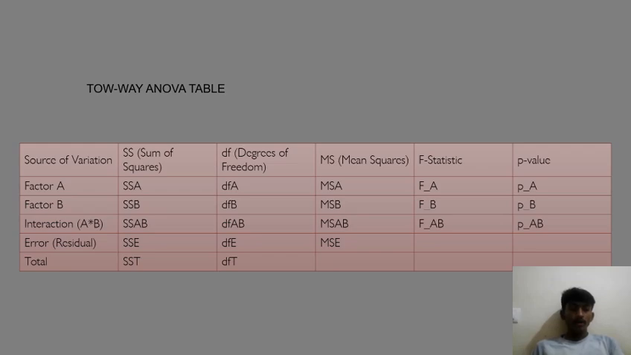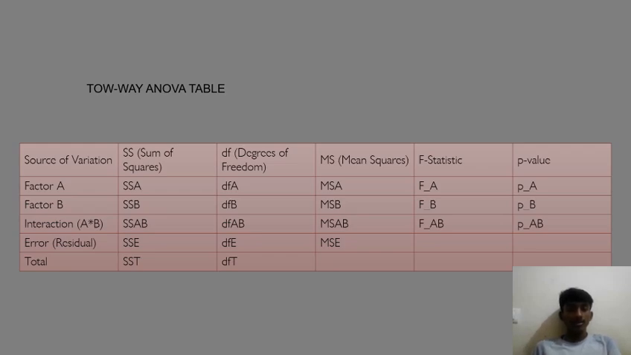Two-way ANOVA table. Source of variation. SS, sum of squares. DF, degrees of freedom. MS, mean square. F statistic. P value. Factor A: SSA, DFA, MSA, F for A, P for A. Factor B: SSB, DFB, MSB, F for B, P for B.